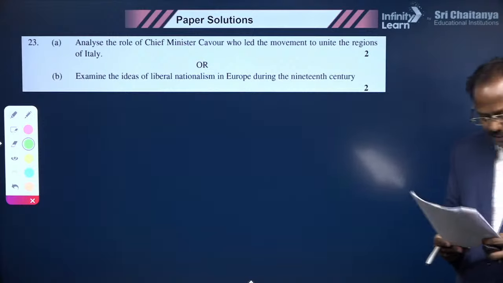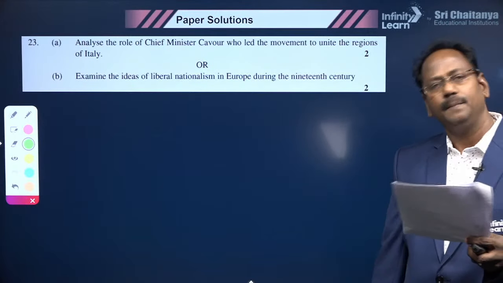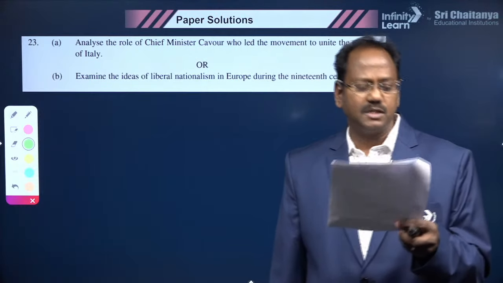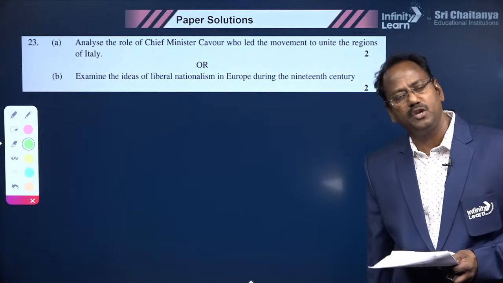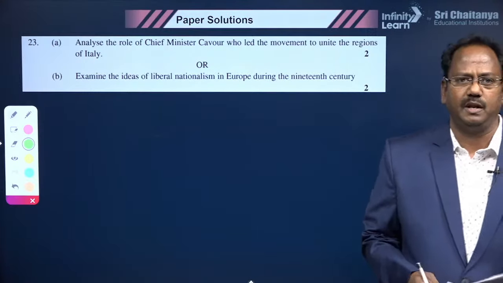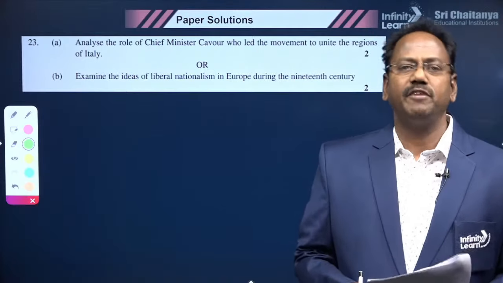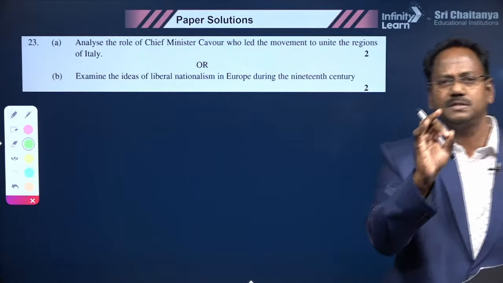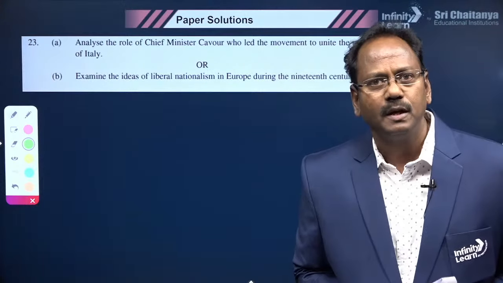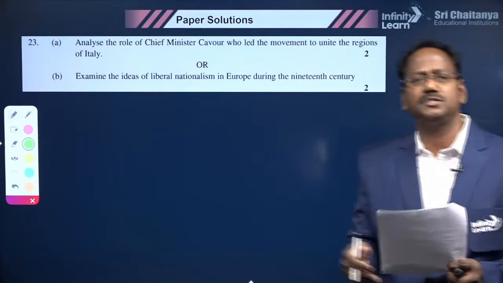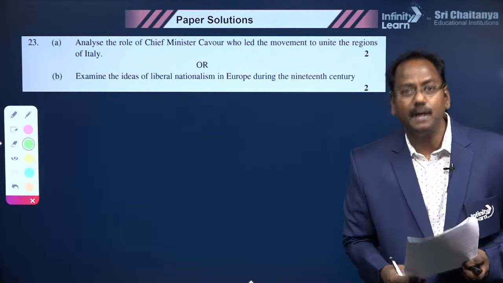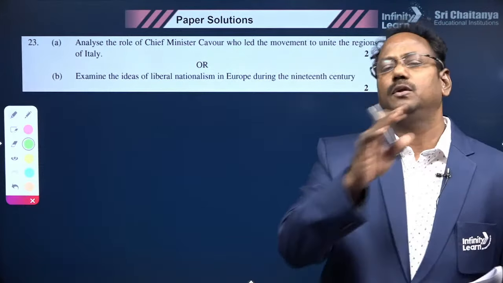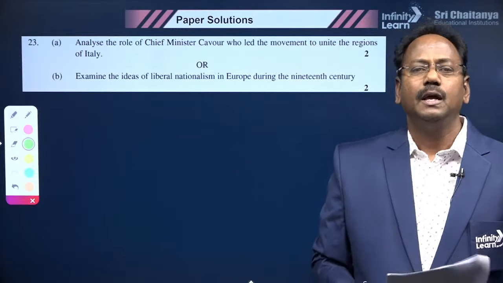So first we see how we could analyze the role of Chief Minister Cavour. As you know very well, Cavour was neither a democrat nor a revolutionary, and he became the Chief Minister of Italy and took the responsibility because he was the central person of the unification of Italy. The total unification can be checked in 5 levels, and Cavour was alive up to the third level. But most dramatically, after the third level of unification, he died.